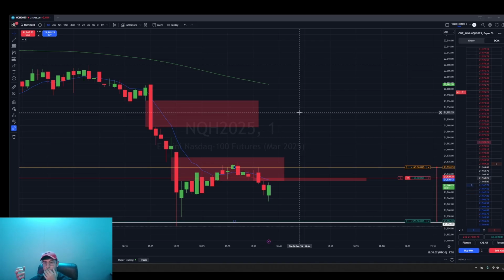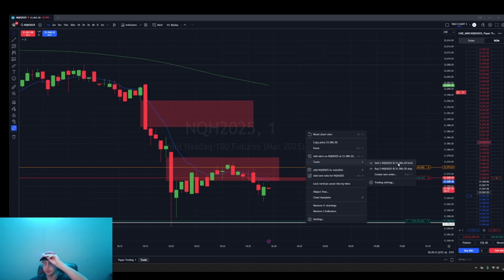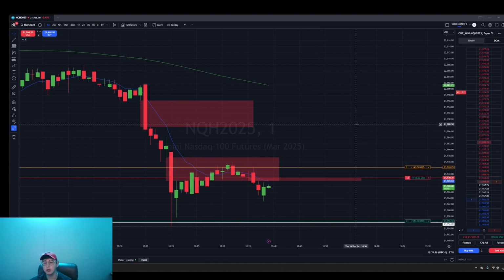Do I have to turn on something on TradingView for being able to slide my stop loss? No. Depending upon, are you connecting? It depends. This is paper trading, so you can slide it. But if you guys are using your real money or connected, you have to right click, put trade, and put those in here like that as well.